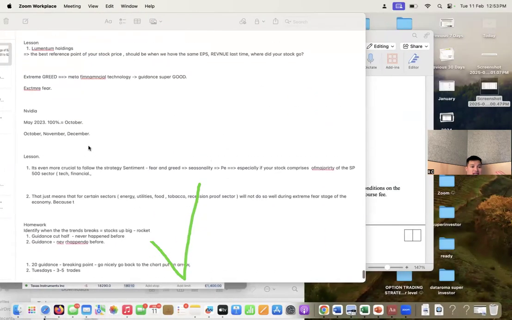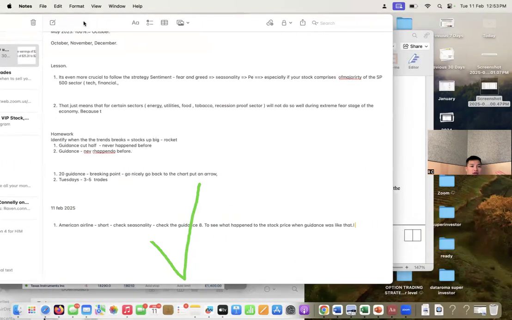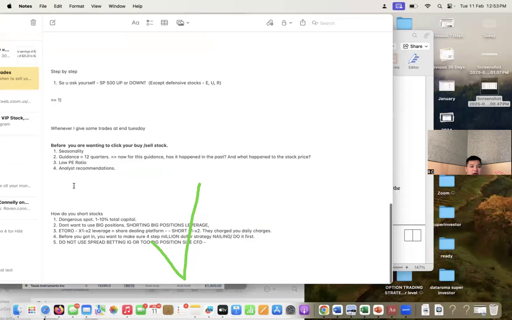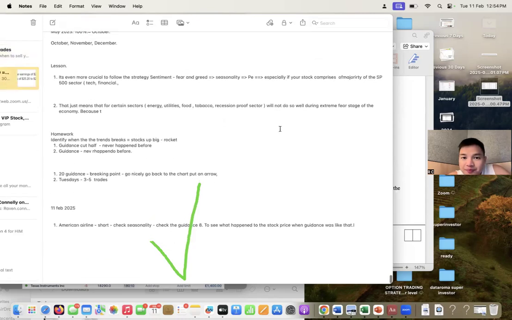This is called a back testing step. This is the step where I talk about just now. You have to go to the guidance. What happened now for this guidance? Has it happened in the past? And what happened in the stock price? If you don't do this, you're gonna lose money. Let's make it clear right now. Then if you do this, you're not gonna lose money. You're gonna make a lot of money. Okay? Let's make it really clear right now.